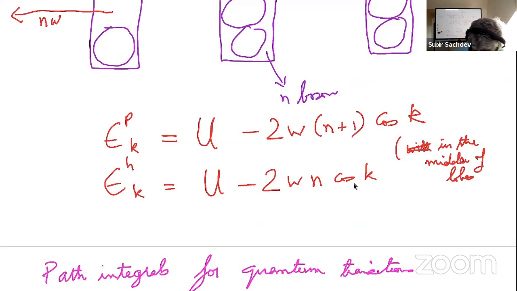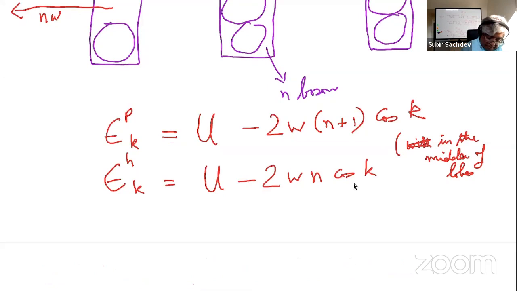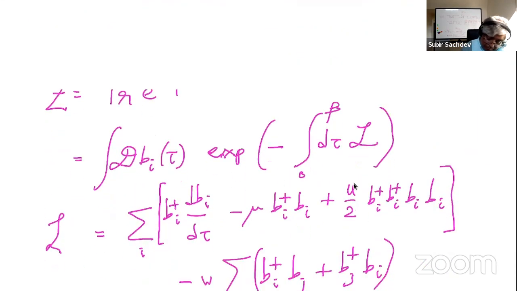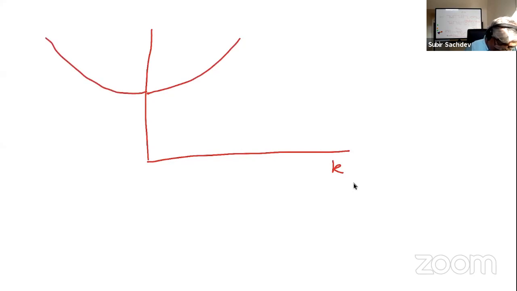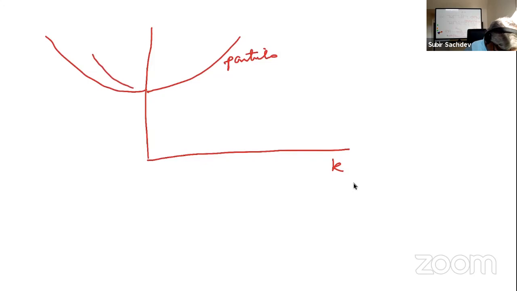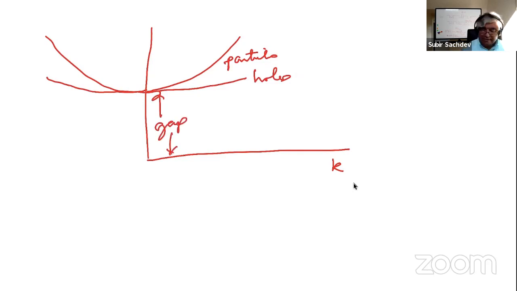So if you now plot the excitation very schematically, there's some energy it always costs. There'll be some cosine band like this. This is the particles. And if it's particle-hole symmetric, there'll be the holes, which will be a slightly narrower band. Narrower band means they become flatter, something like that. And these are the holes. But the important point is that there's a gap. So there's a gap to all Bose excitations.